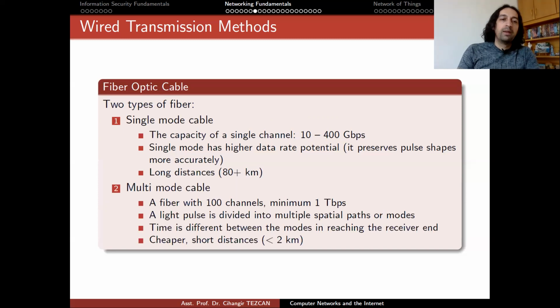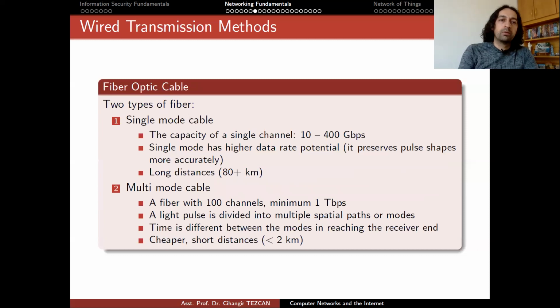In the multi-mode cable, it has like 100 channels, and each channel has a minimum capacity of 1 terabit per second. So a light pulse is divided into multiple spatial paths or modes, and the time is different between the modes in reaching the receiver end. So this is how you distinguish the channels and the data. It is cheaper, but it can be used only in short distances, for instance, distances less than 2 kilometers.